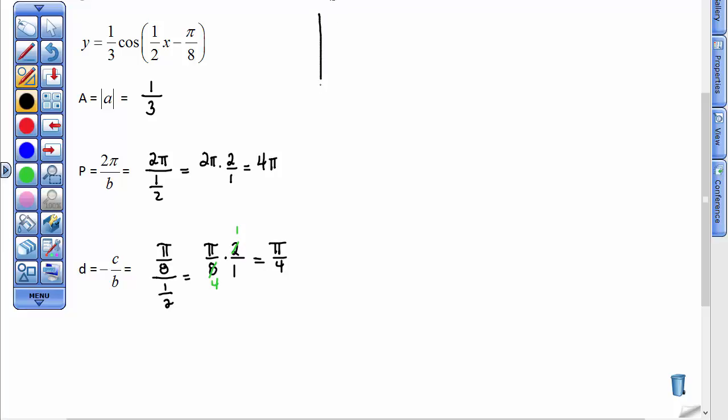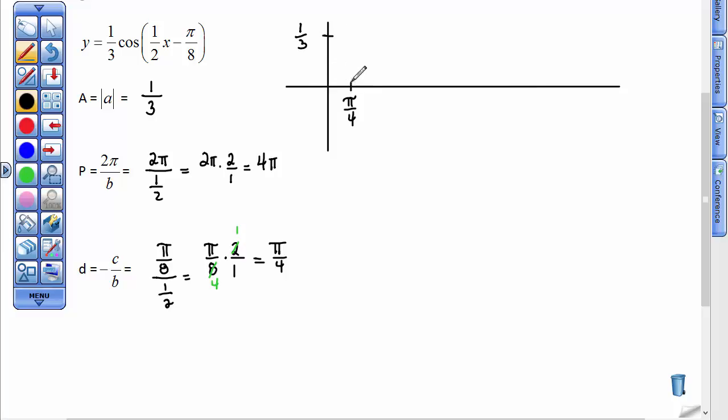Okay, ready to draw the curve. So I draw my axes. I pick a spot to represent the displacement. So I'm just going to pick a point right here and call that pi over 4. That's where it's going to displace. It's a cosine curve with a positive amplitude, so it's going to start up here at 1/3, but not at 0, 1/3. It's going to start at its displacement, pi over 4, 1/3.